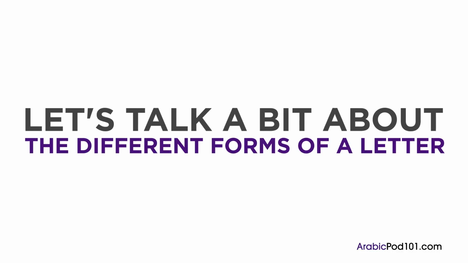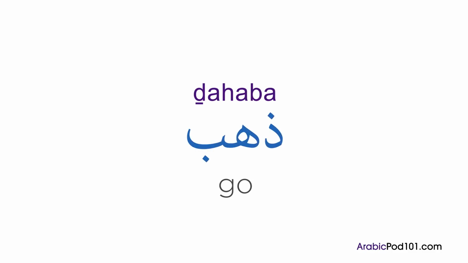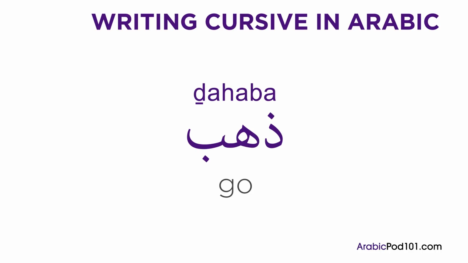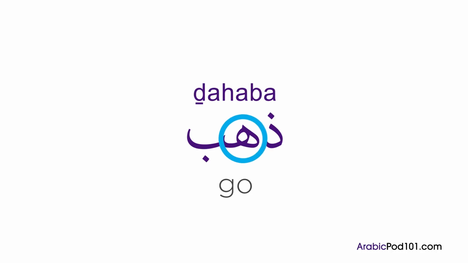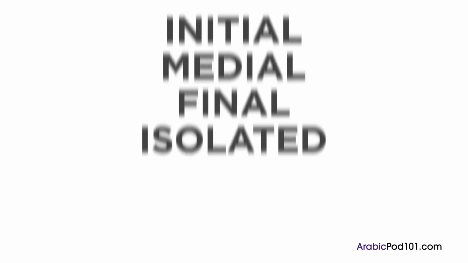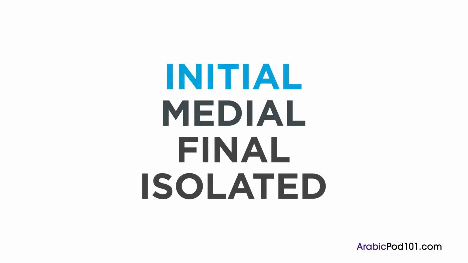Okay, now that you know that Arabic is written from right to left, let's talk a bit about the different forms of a letter. As you can see, Arabic is written in cursive. Unlike English, writing cursive in Arabic is not optional. It is always written this way, where letters within a word connect from one to the next. Each letter is written differently depending on their position within a word. A letter can exhibit up to 4 distinct forms: initial, medial, final, or isolated.